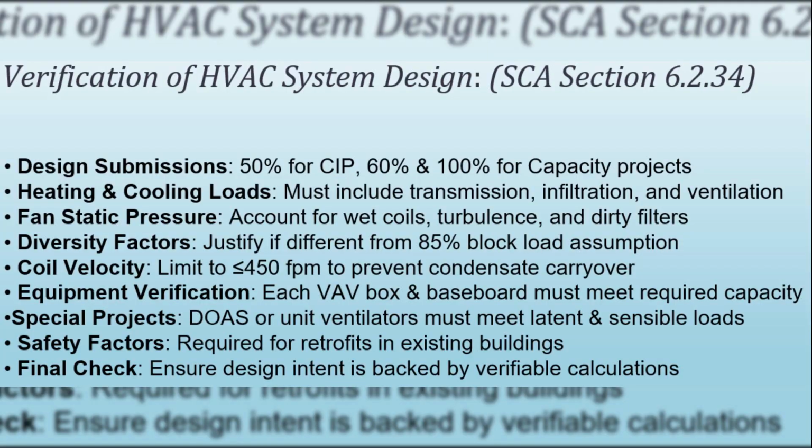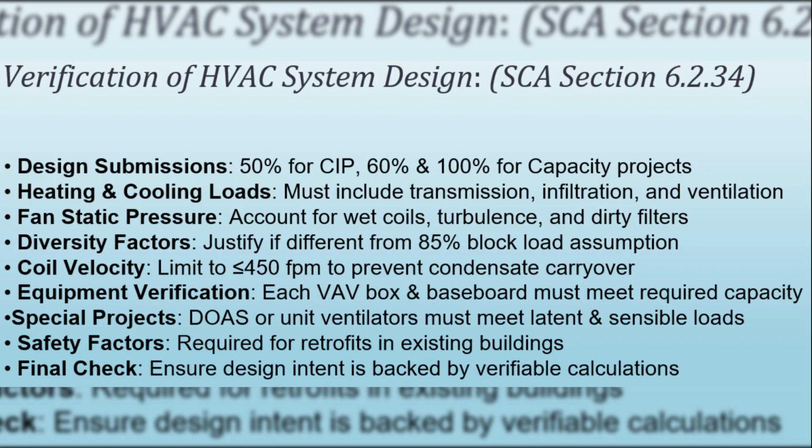This section ensures that air system designs are carefully reviewed and verified at key project milestones. Engineers must submit detailed calculations during the design process, at 50% for capital improvement projects, and at both 60% and 100% for capacity projects. The calculations must confirm that the system can deliver heating and cooling loads, taking into account transmission, infiltration, and ventilation demands. They must also include allowances for fan static pressure losses due to wet coils, turbulence, and dirty filters.